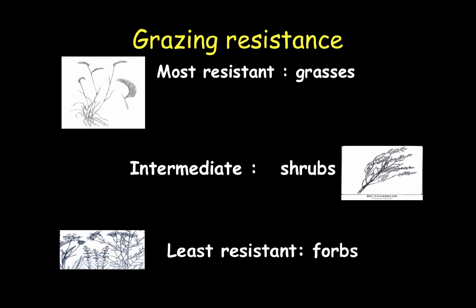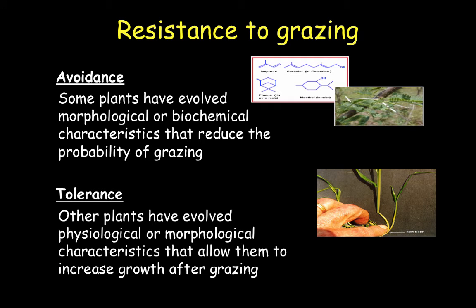So some of our rangeland plants have certain types of grazing resistance. For instance, our grasses are going to be the most resistant to grazing. They're going to come back the strongest. Our shrubs are very, very intermediate. And the least resistant to grazing is forbs. Forbs are kind of weak plants, so you have to be really careful with them.